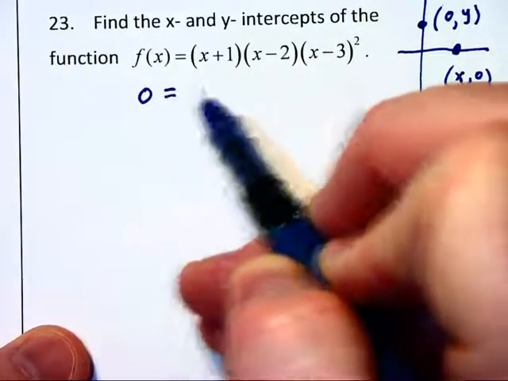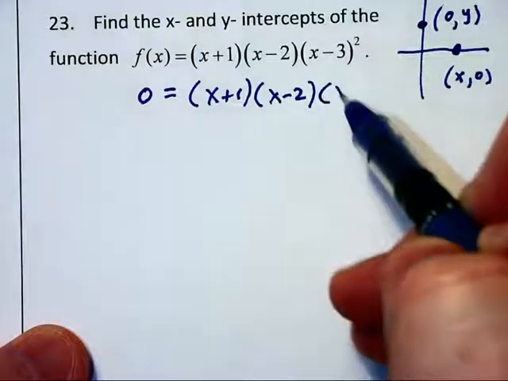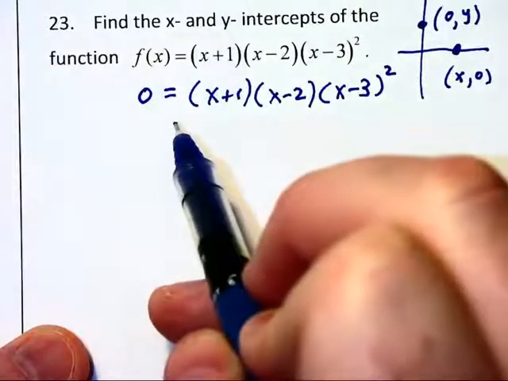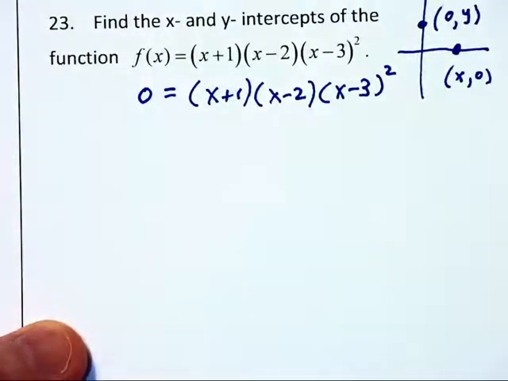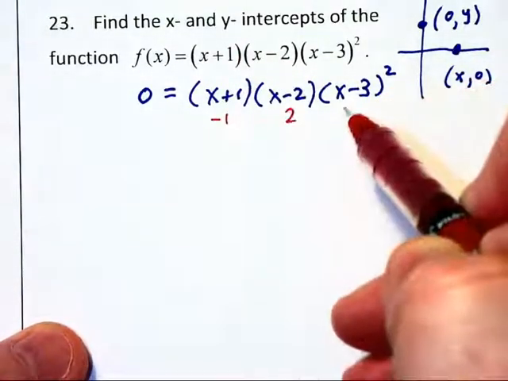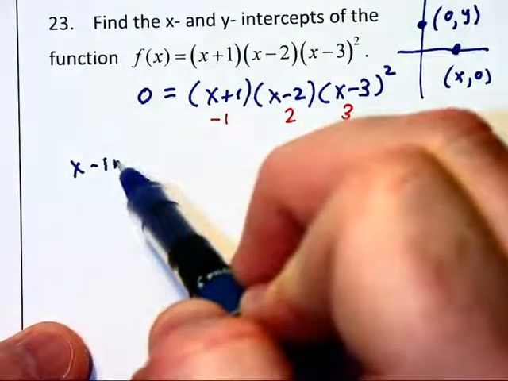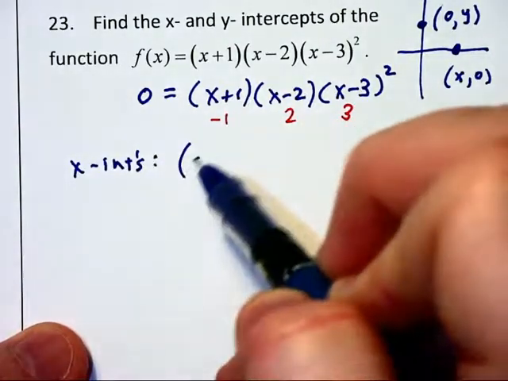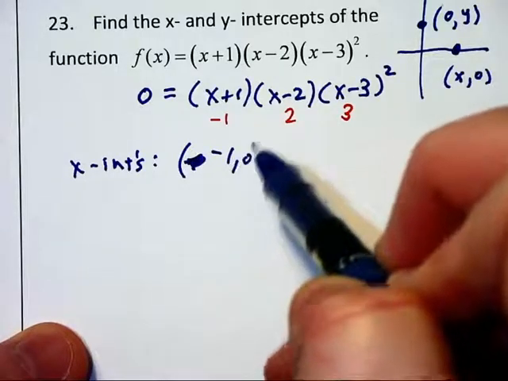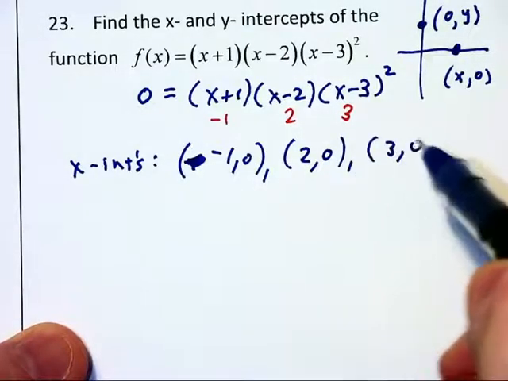If I have 0 equals (x plus 1) times (x minus 2) times (x minus 3) squared, that's already a factored polynomial equation, and we can use the zero product rule and see that the solutions are negative 1, 2, and 3. And that tells me that the x-intercepts are going to be negative 1, 0, 2, 0, and 3, 0.